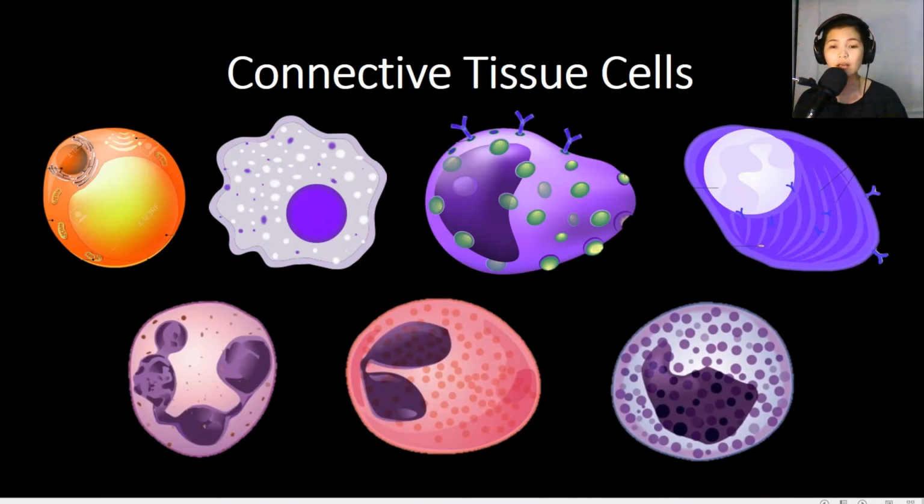And the last three cells here are the leukocytes, which are the white blood cells. They are called neutrophil, eosinophil, and basophil, in which neutrophil and eosinophil migrate into the connective tissue from the blood vessels, and their main function is to defend the organism against bacterial invasion. So these are the different cells that can be found in your connective tissue.